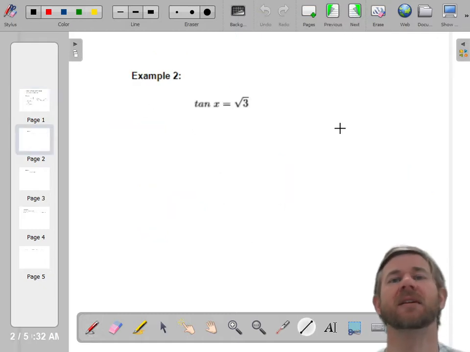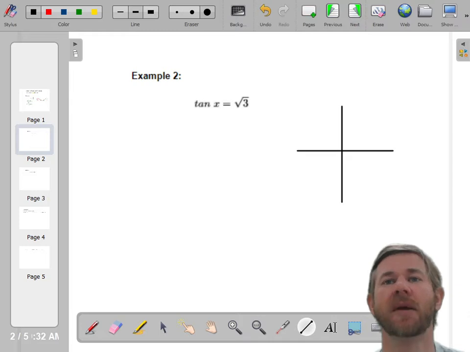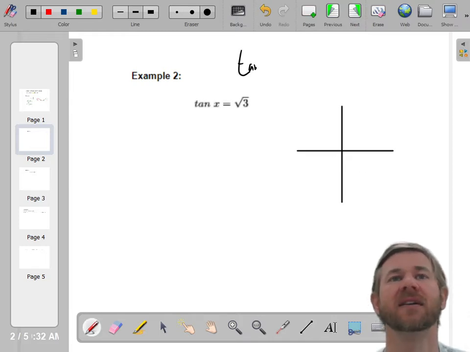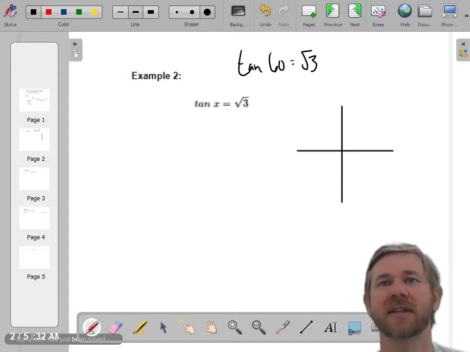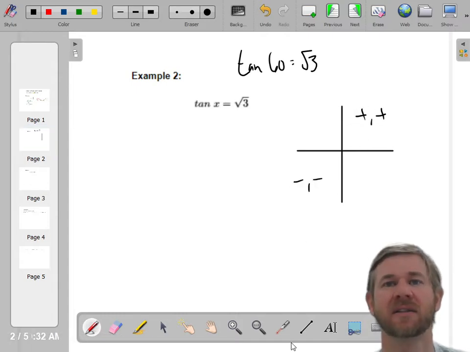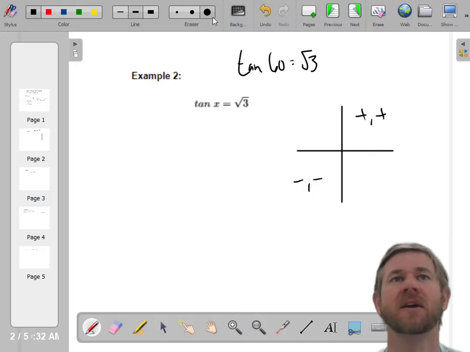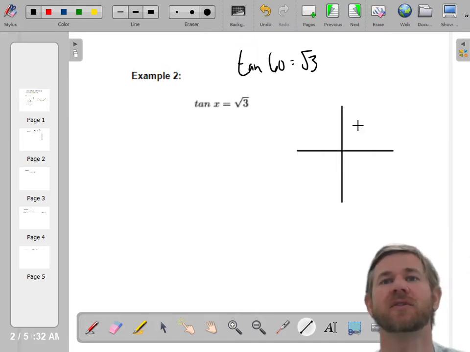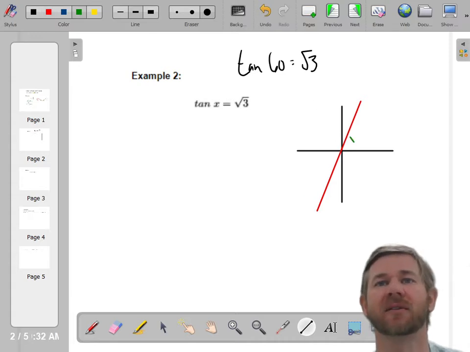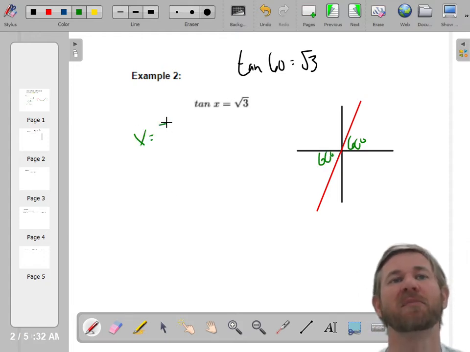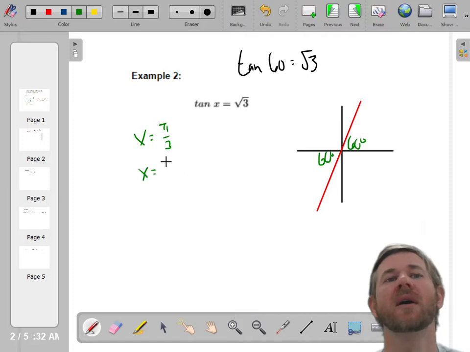The tangent of x is radical 3, so you should just remember that the tangent of a 60-degree angle is radical 3. And you need to know that tangent is positive when x and y are the same, so that's going to be in the first and third quadrant. So in the first and third quadrant, I'm going to draw a triangle with a 60-degree reference angle, or down here, a 60-degree reference angle. So that happens at pi over 3 or 4 pi over 3.